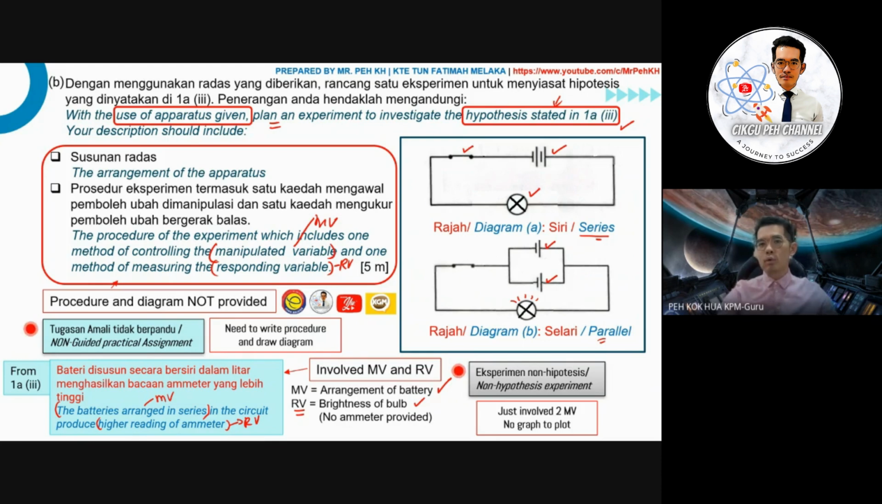If you draw the actual apparatus, you need to give the name of the apparatus in your diagram here. In this question, 5 marks are given for the arrangement of the apparatus and procedure. 2 marks will be given for correct diagrams, which are series and parallel respectively. Okay, now let us go to the second part: how you write the procedure for this experiment.